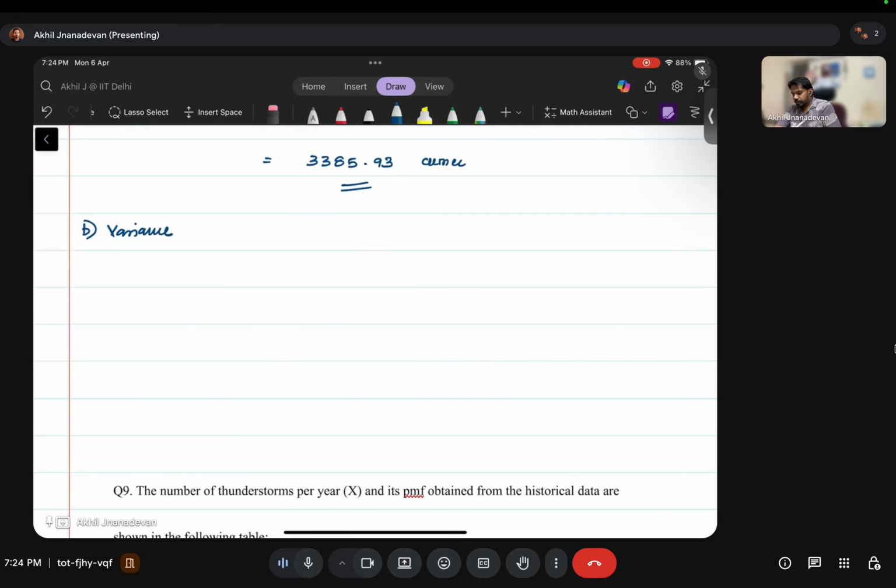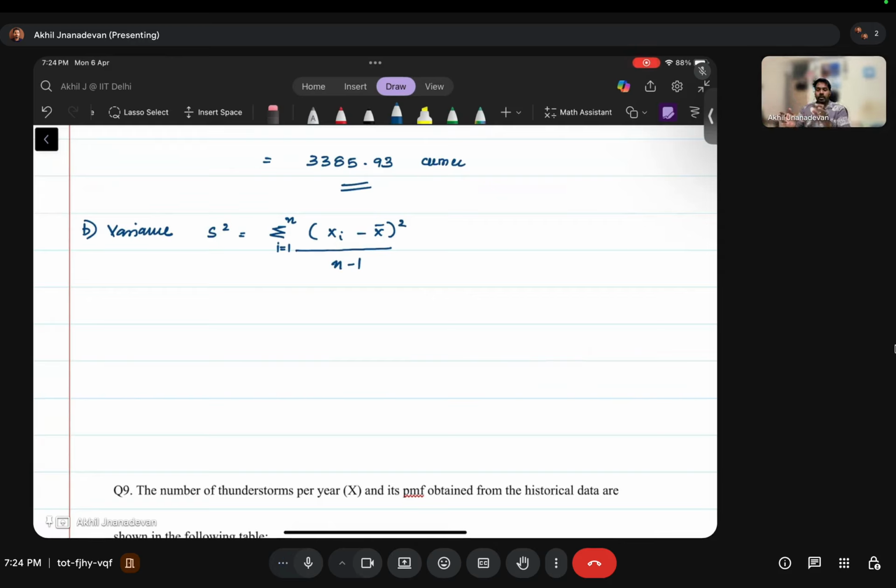So variance, sample variance, we denote it by S square. S is the standard deviation and S square is the variance. So it is the summation of i equal to 1 to n, xi minus x bar the whole square, divided by n minus 1. So this is the formula for sample variance. It is n minus 1 instead of n, that is for a bias correction.